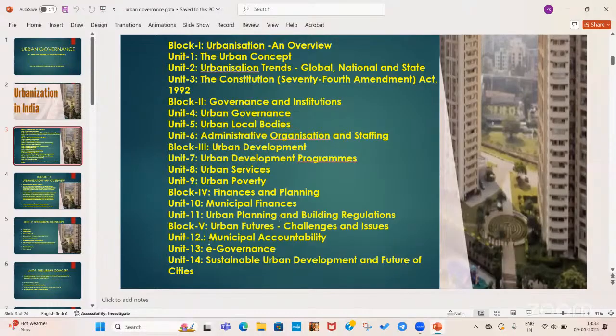Then the last block of this course covers urban futures, like future urbanization, and what are the challenges and issues being faced by urbanization. In this block, we'll cover three different units: municipal accountability, e-governance, and sustainable urban development and the future of cities. Okay. So first things first, let us go into Block 1, that is urbanization and overview.